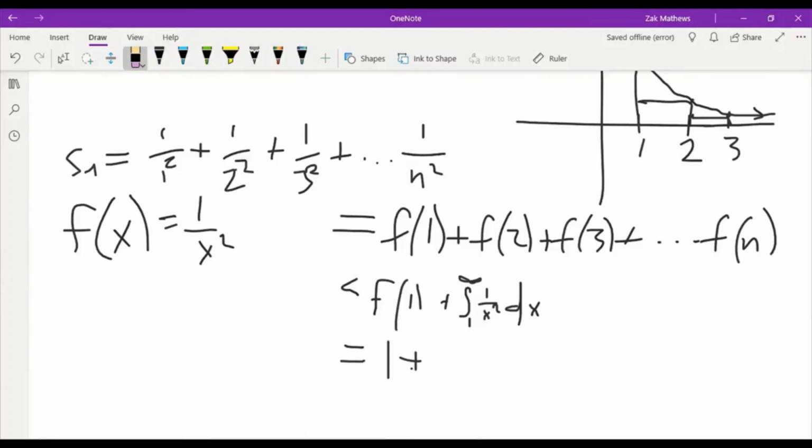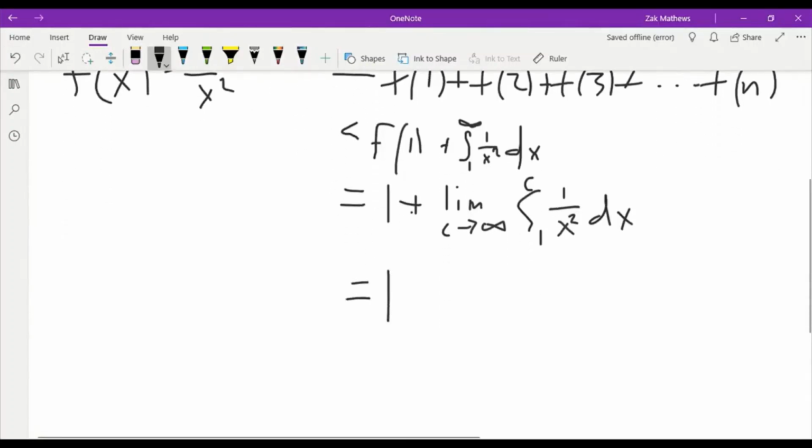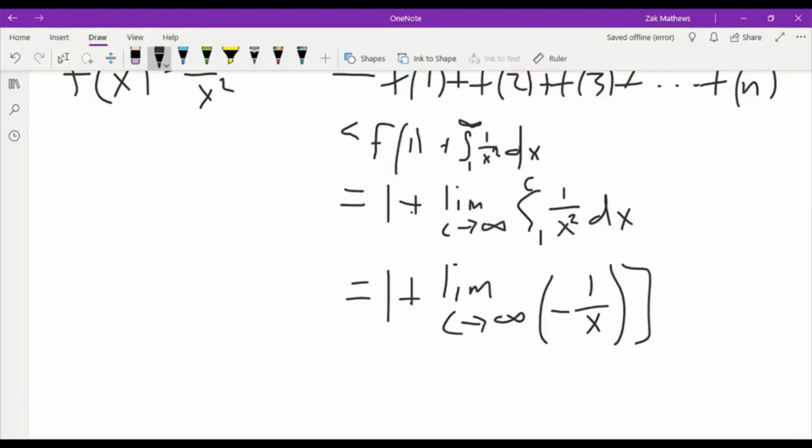I take the limit as, we'll call it c, doesn't matter what we call it, c goes to infinity of this integral from 1 to c of 1 over x squared dx. And so again, when we calculate that integral, the limit as c goes to infinity of negative 1 over x, and we're looking from 1 to c.